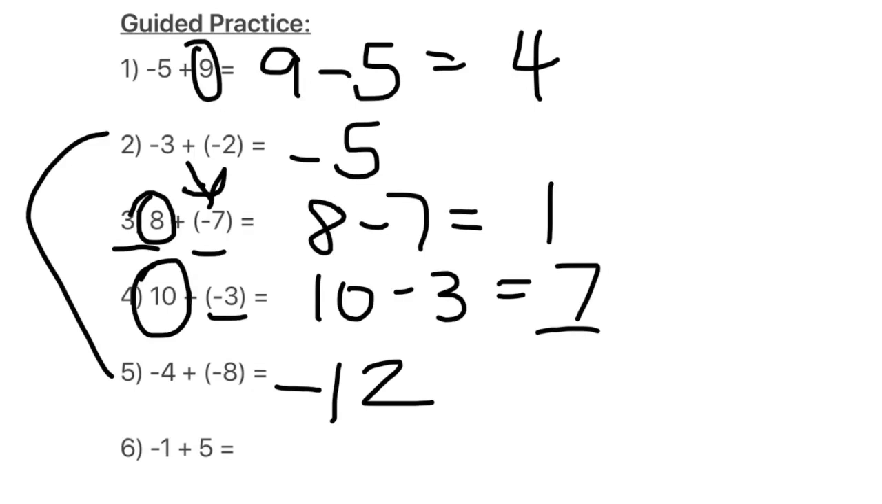Here we would do the absolute value. 5 minus 1 is 4. 5 is a larger number. 5 is positive, so our answer is +4.